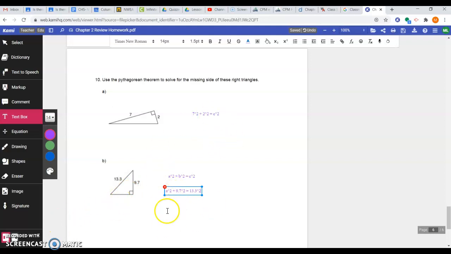Okay? Hopefully, if you set it up like this, you're on the right track and you came up with the right a value and then the right c value in the first one.